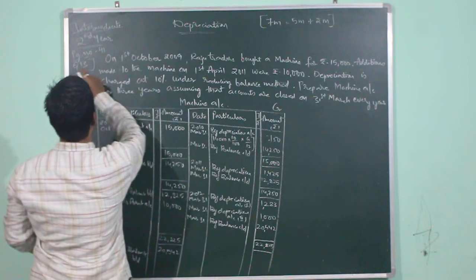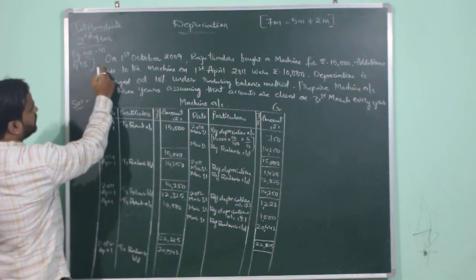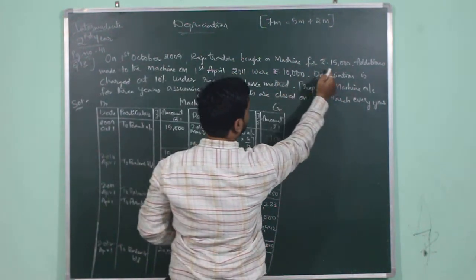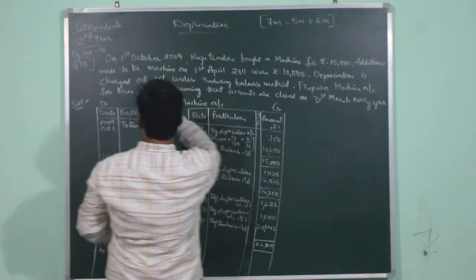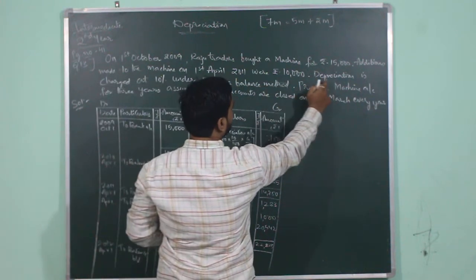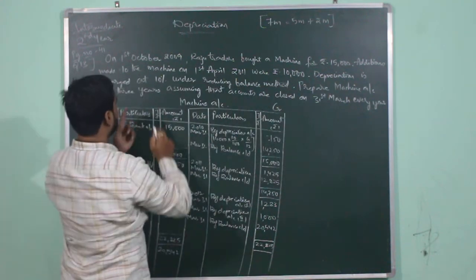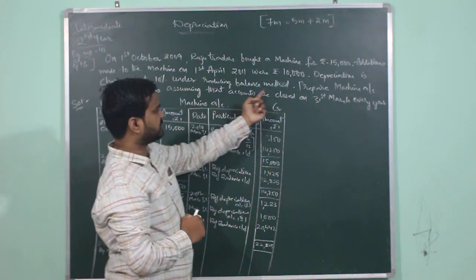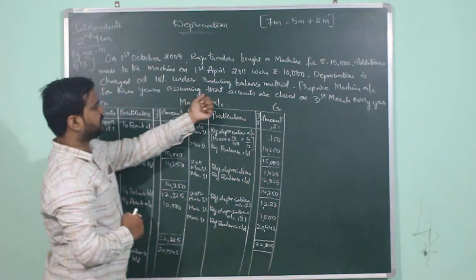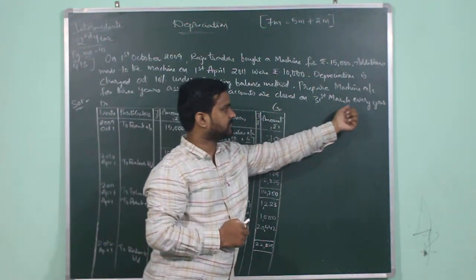Let us have a question. Page number 41, question number 13. On 1st October 2009, Raju Traders bought a machine for rupees 15,000. Additions made to the machine on 1st April 2011 were rupees 10,000. Depreciation is charged at 10% under reducing balance method. Prepare machine account for 3 years, assuming that accounts are closed on 31st March every year.